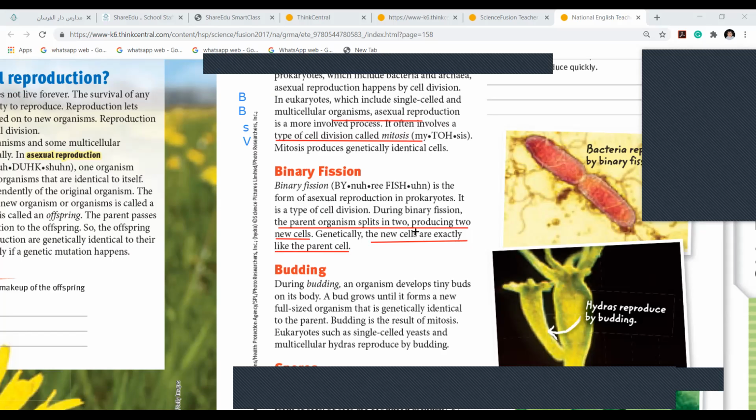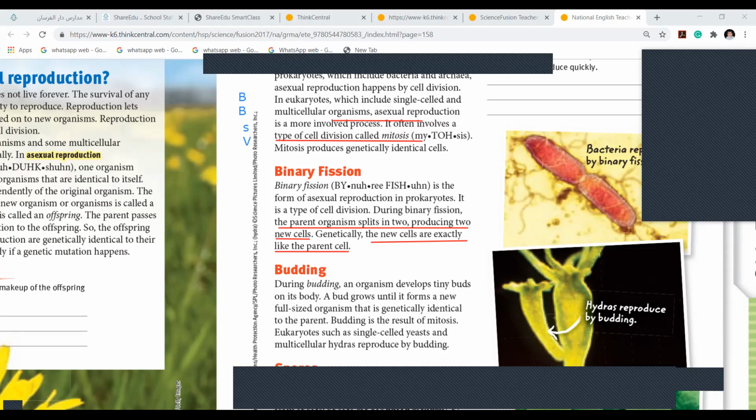Okay. Coming to the next one, called budding. What is budding? It's also one of the methods by which organisms can reproduce. During budding, an organism develops tiny buds on its body. A bud grows until it forms a new full-size organism that is genetically identical.